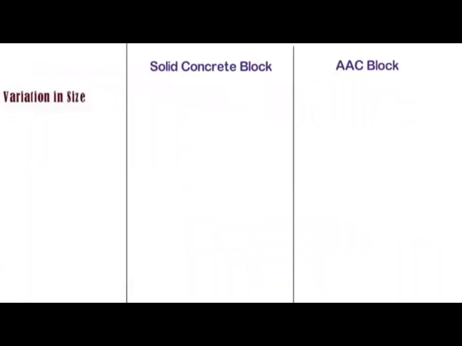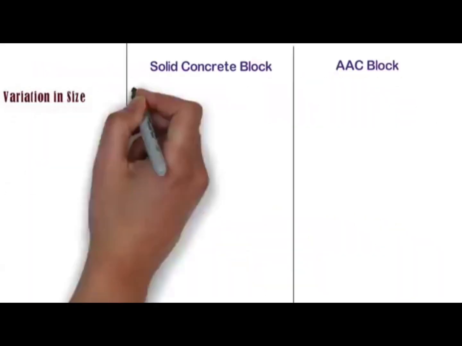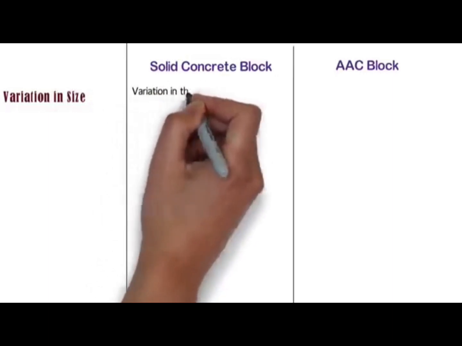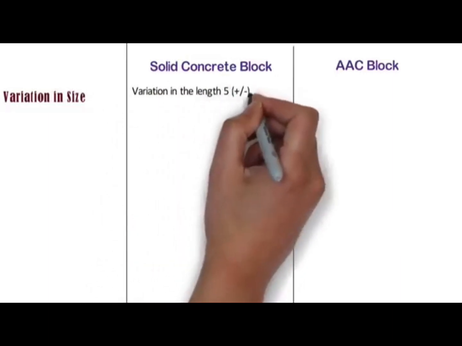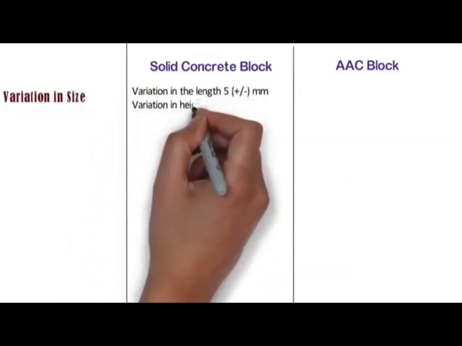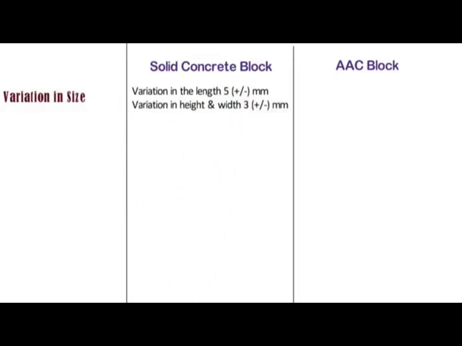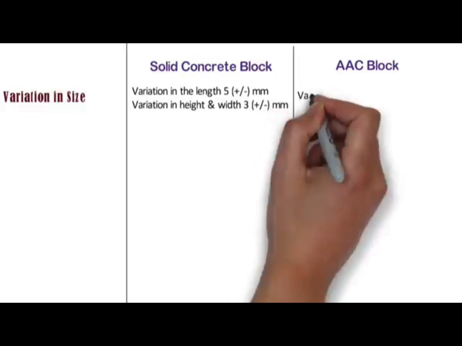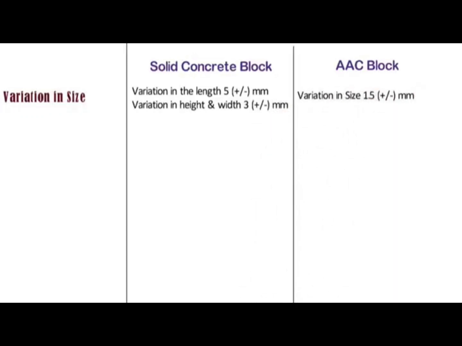Variation in size. In case of solid concrete blocks, the variation in the length of the units shall not be more than plus minus 5 mm and variation in height and width of units shall not be more than plus minus 3 mm. In case of AAC blocks, the size variation is plus minus 1.5 mm. The AAC blocks are accurate in size because it is produced by wire cut technology.